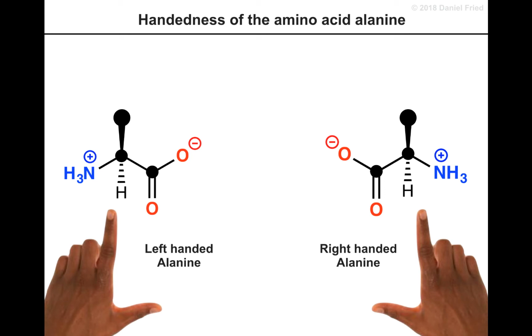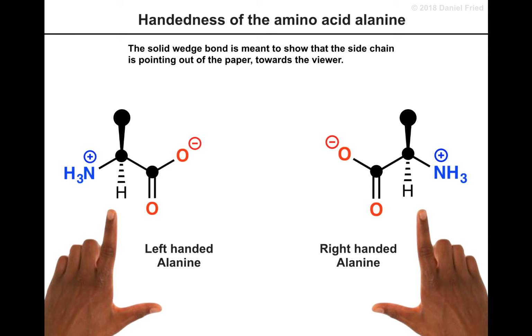But the main thing I want to show you here is just the idea of the nomenclature. The solid wedge is meant to show that the bond is coming towards us. The dotted wedge is pointing away from us. And you're going to see this a lot throughout the rest of my course and also in general as you study chemistry.